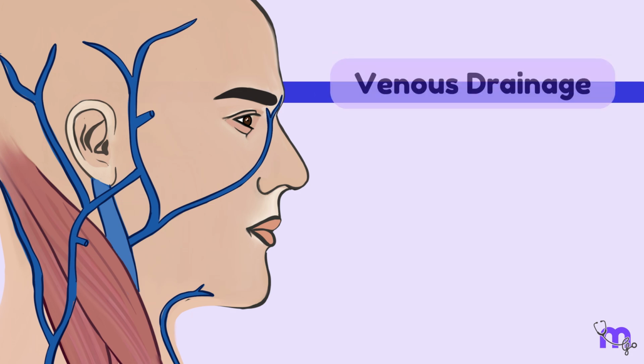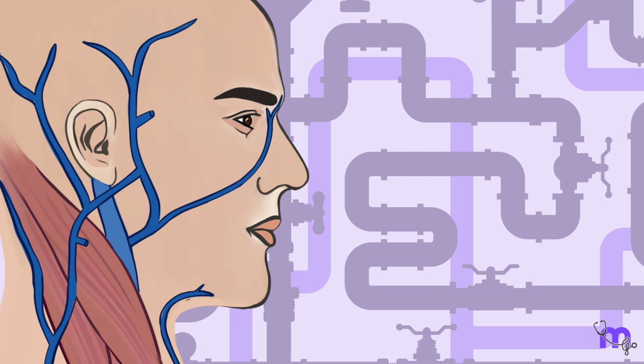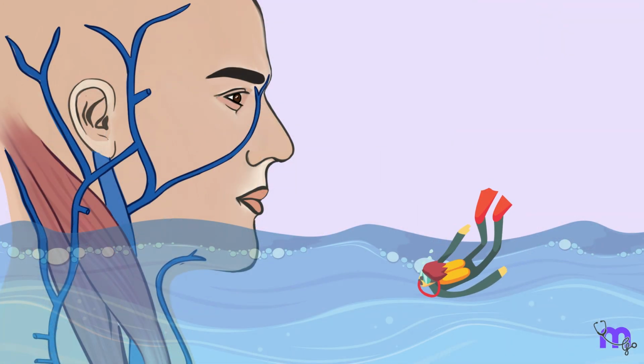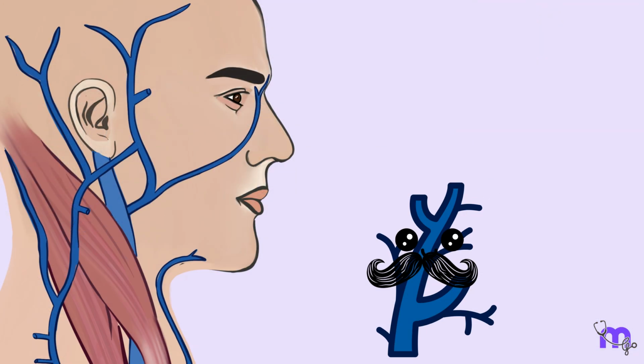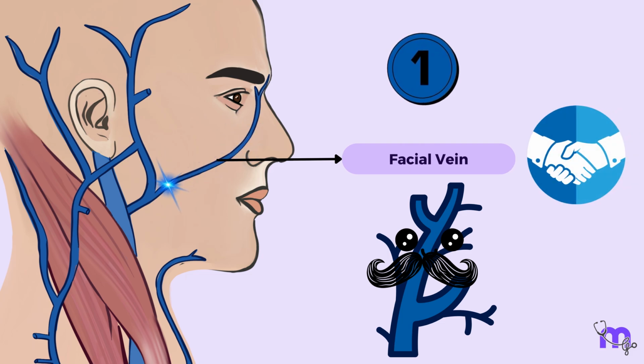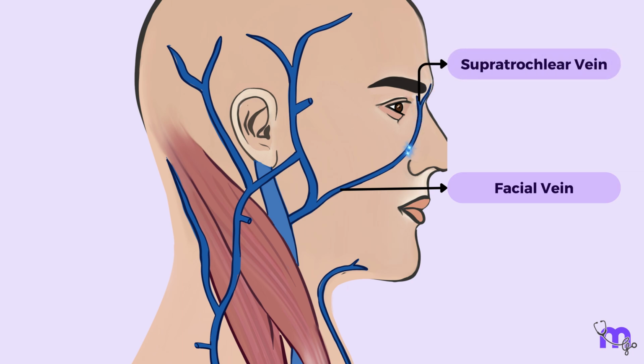Now let us discuss the venous drainage of the face. The veins in the face are like a web of pipes carrying all the blood from your face back to the heart. Let's dive in, shall we? First up, we have the facial vein. This one is a big deal, the biggest vein in the face. It is formed by the joining of the supratrochlear and supraorbital veins at the medial angle of the eye.